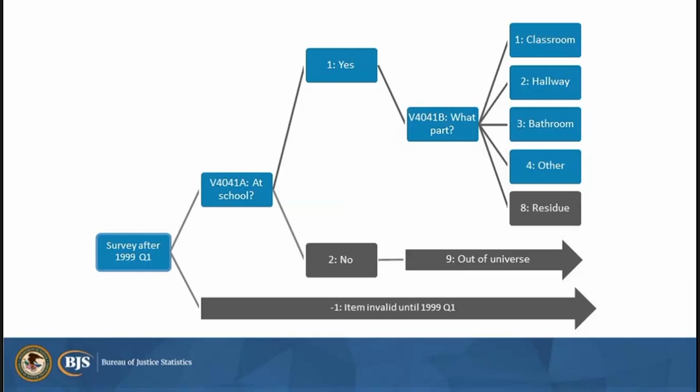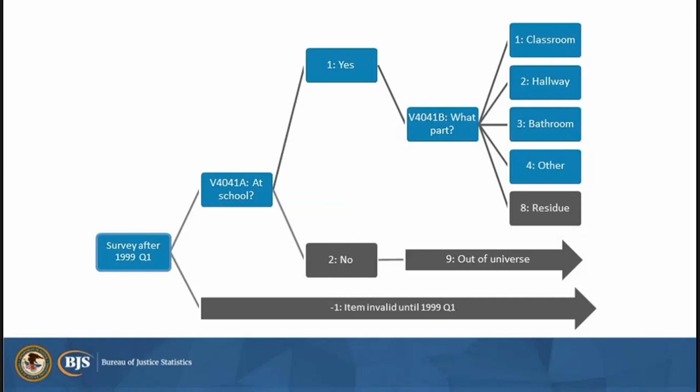Let's look at an example. Respondents who reported a crime incident are asked, "Did this happen at school?" This question was added in the first quarter of 1999. Those who exited the survey before the first quarter of 1999 did not get this question. They are coded as -1, item invalid until 1999 Q1.